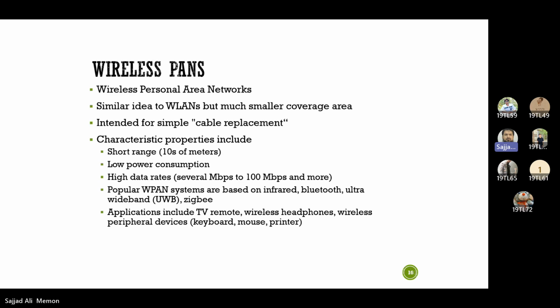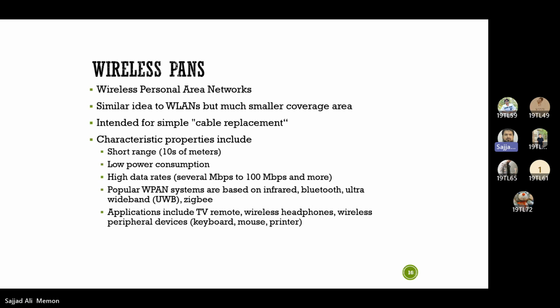Then we have wireless personal area networks. These are similar to wireless local area networks, but with a much smaller coverage area, intended for simple cable replacement. Characteristic properties include short range, tens of meters, low power consumption, and high data rate, several MBs to 100 MBs. Popular WPAN systems are based on infrared, Bluetooth, ultra wideband, and ZigBee.